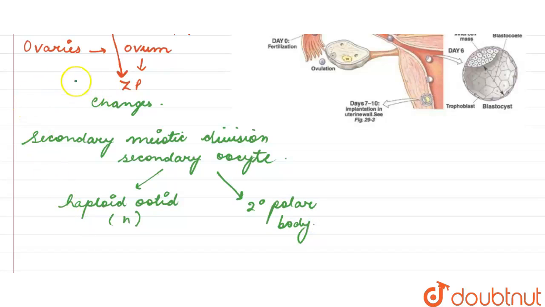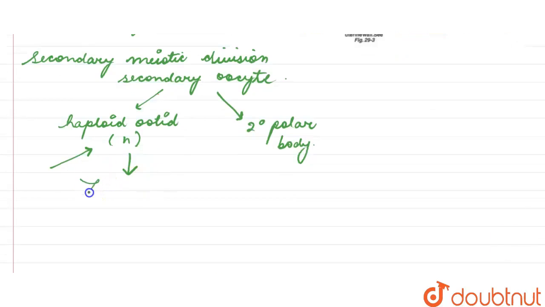Now the sperm that entered the zona pellucida will fuse with the nucleus of the haploid ootid and what they will form? They will form a zygote. Okay. And this zygote is now diploid. So this process where the sperm and the ovum fuse together to form a zygote is called fertilization. Okay. Now fertilization is complete, right?